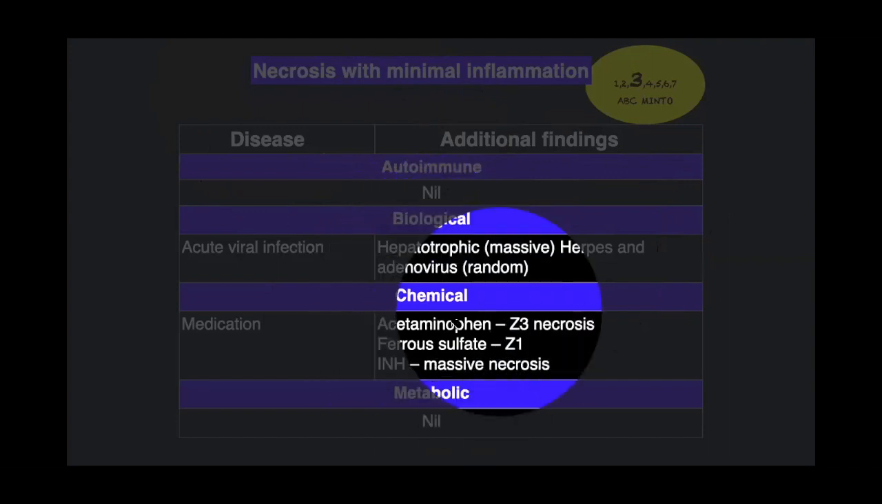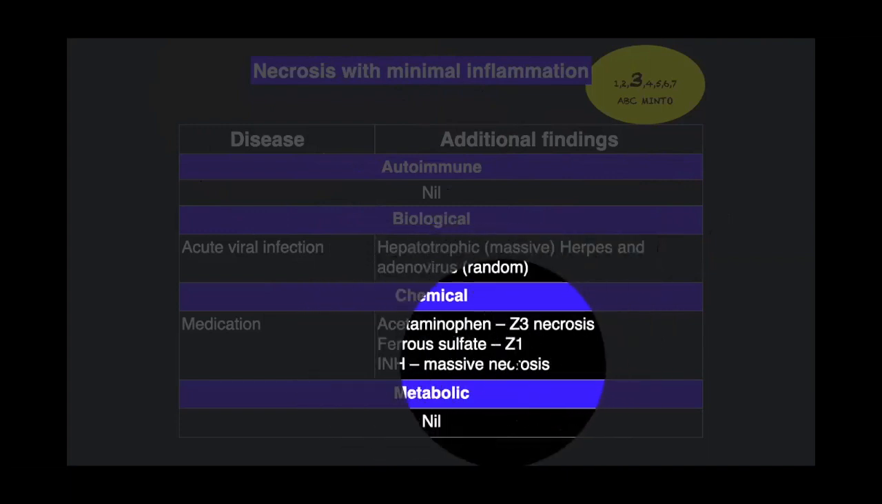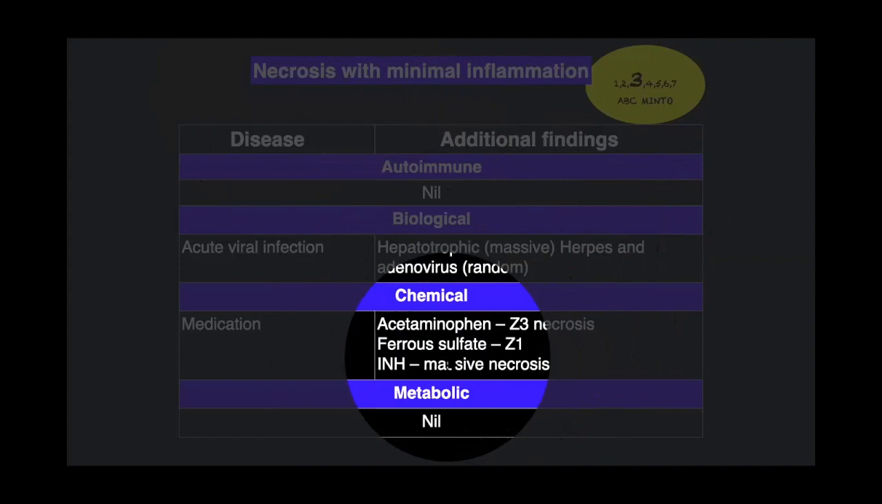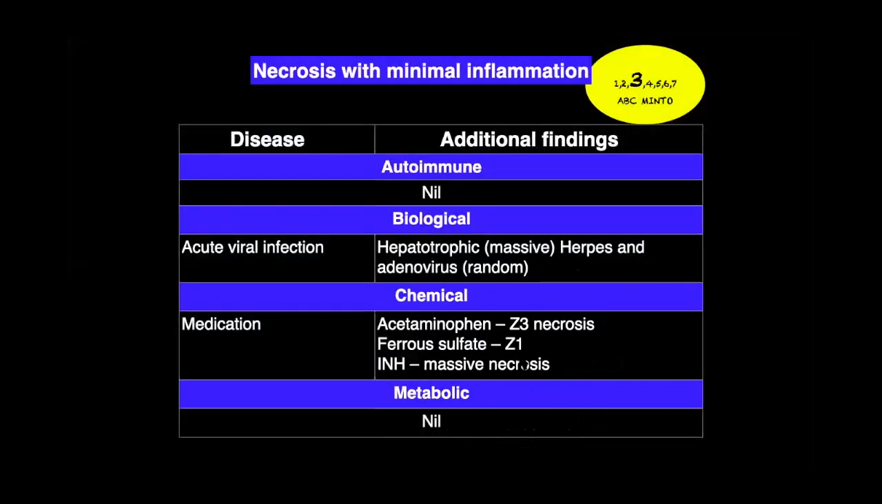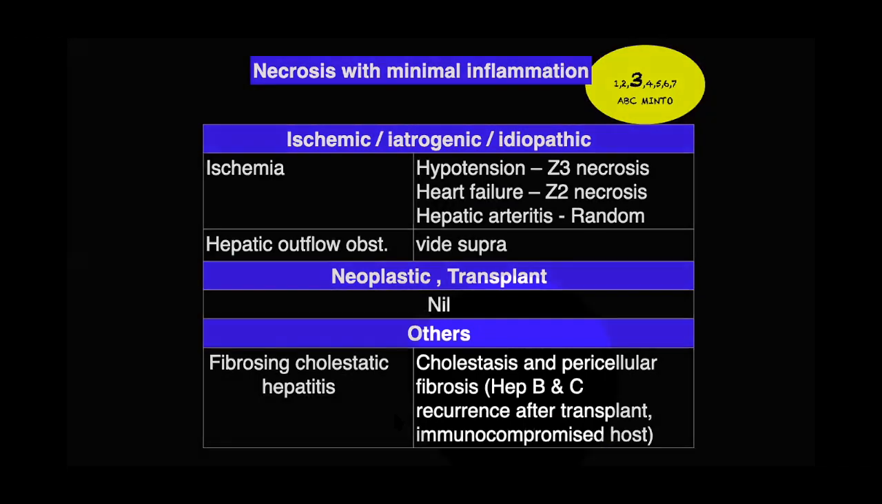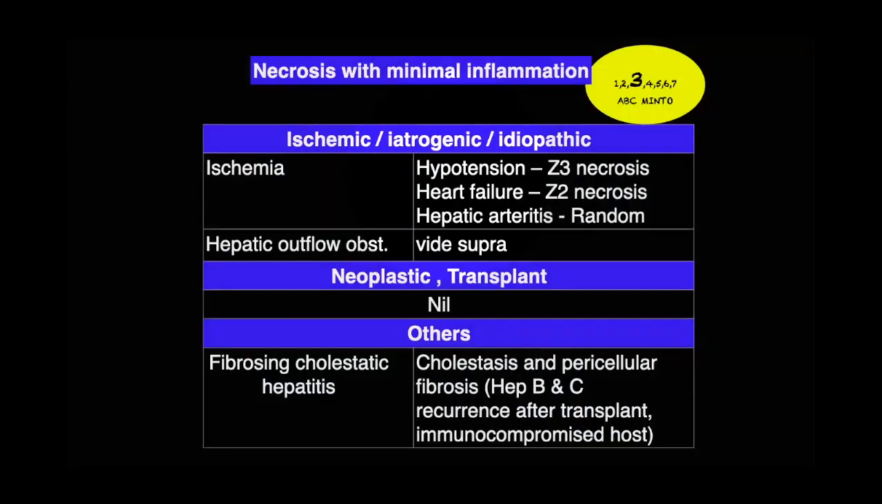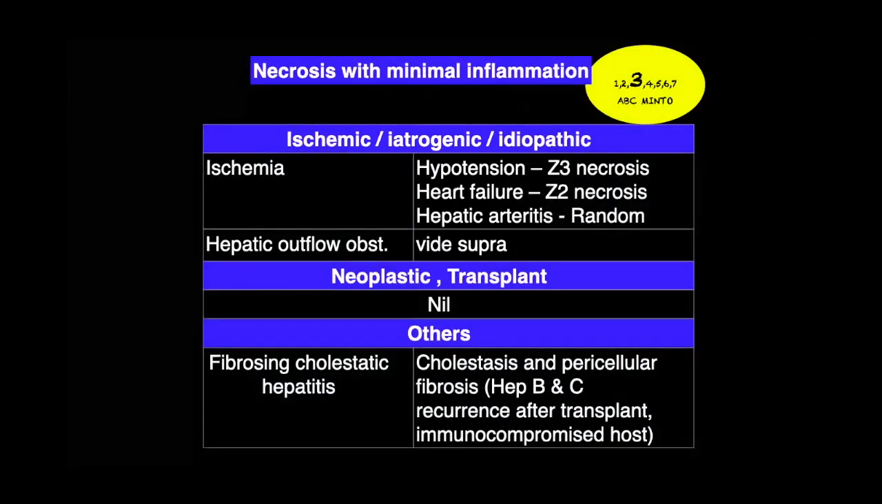In the medications, acetaminophen or paracetamol causes zone 3 necrosis, ferrous sulfate causes zone 1 necrosis, and INH causes again massive necrosis. Ischemia also, as you know, produces necrosis. It can be due to hypotension, it can be due to heart failure, or it can be due to hepatic arteritis. Hepatic outflow obstruction, we saw, that can also cause necrosis.